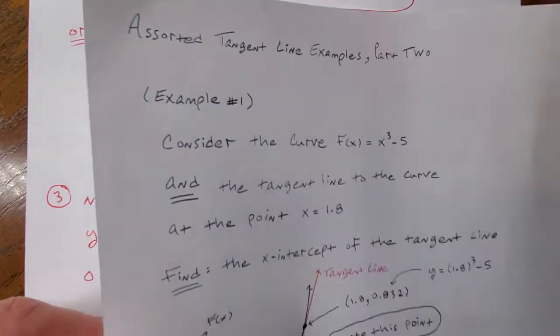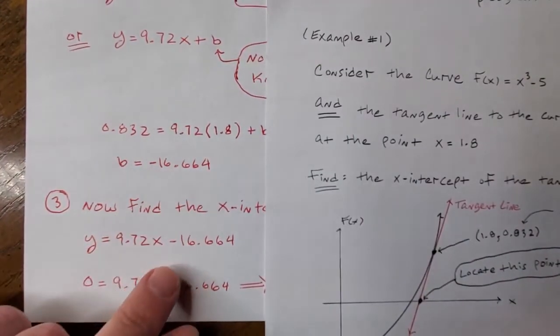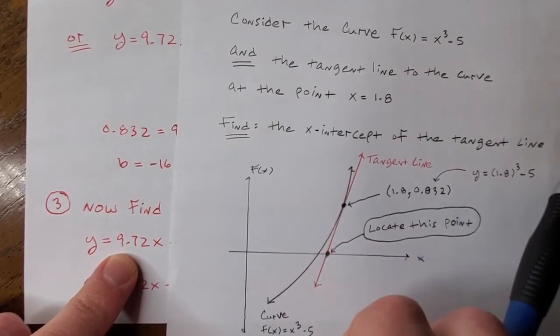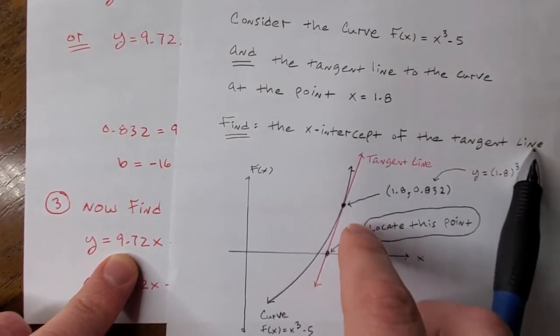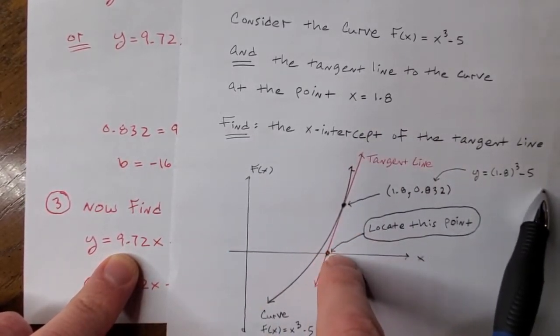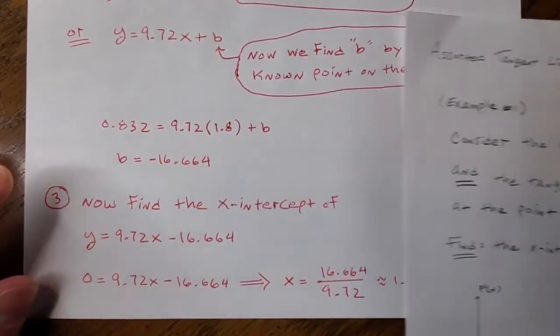I think I'll mention, though, that this tangent line is pretty steep. If I find the slope to be 9.72, that's like a 10-to-1 rise over run. Almost 10-to-1. If I say the slope is 9.7, that's like 1 to the right and 10 up from point to point. Okay?